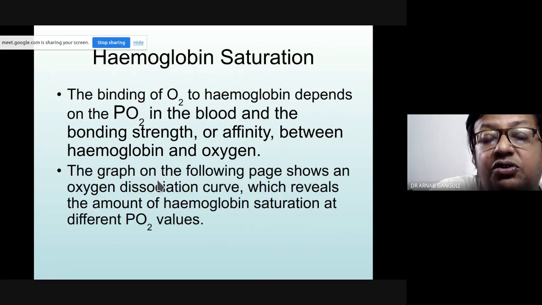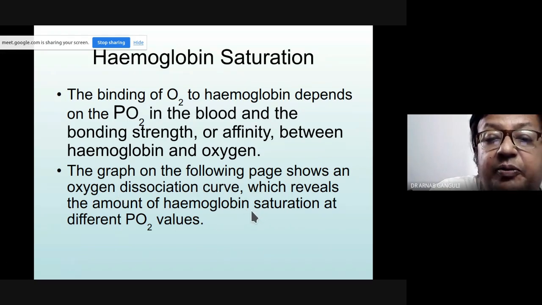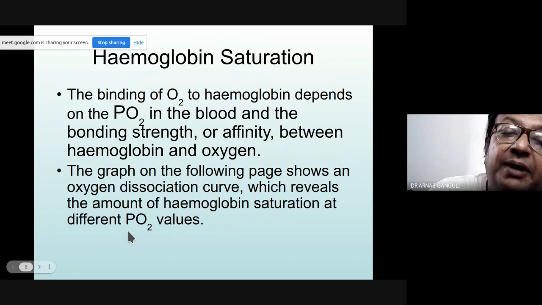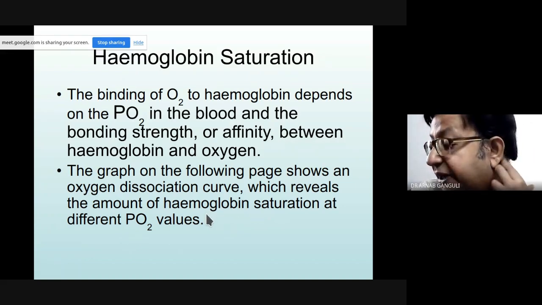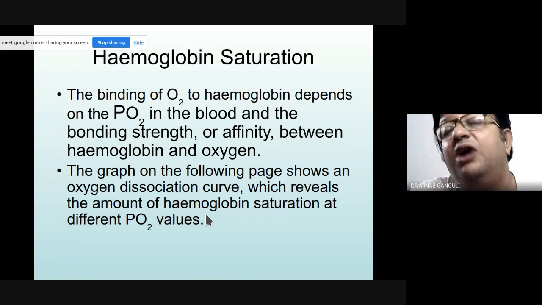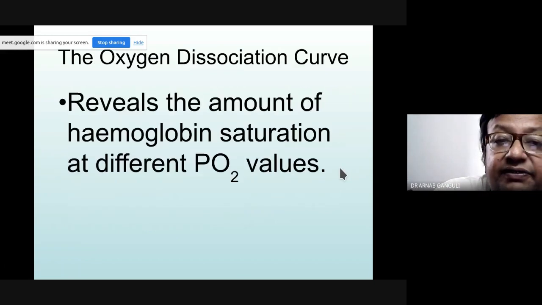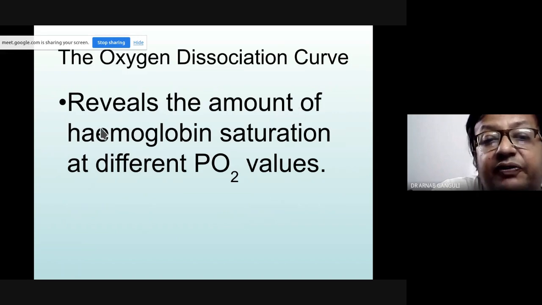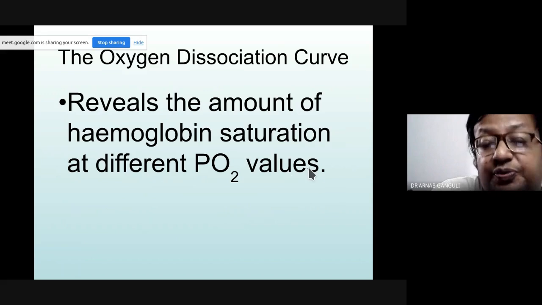So now we look at an oxygen dissociation curve. It reveals the amount of hemoglobin saturation at different partial pressure of oxygen values. So hemoglobin at what oxygen partial pressure binds how much oxygen. That is the oxygen dissociation curve. It reveals the amount of hemoglobin saturation at different partial pressures of O2.